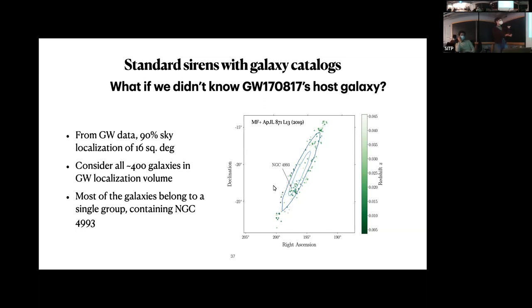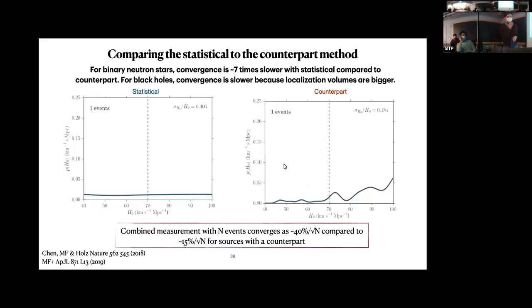But the good news is that galaxies cluster. Most of the galaxies actually belong to a single group of galaxies over here, so they're all at the same redshift. And that actually happens to contain the right galaxy. So that allowed us to measure the Hubble constant using a statistical method, just as an illustration.